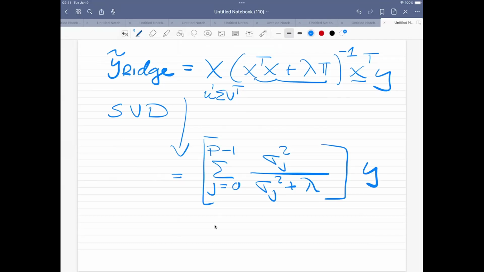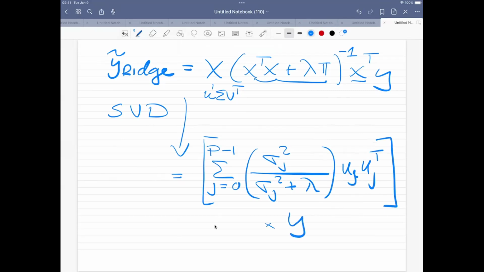Sorry, I'm missing two things here. I was a little bit too quick. So we are having u_j, u_j transposed, and this is multiplied with y.